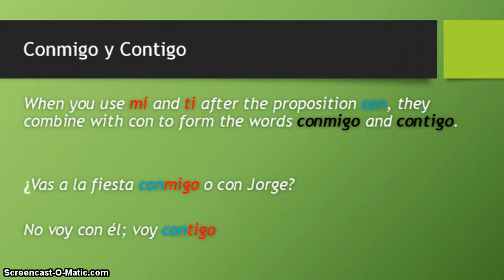So down below you can see some examples. Vas a la fiesta conmigo. So I have my preposition con. Remember, mí is the yo form, but I have my own little word called conmigo. O con Jorge. No voy con él, voy contigo. So in this case I'm saying, are you going to the party with me or with George? No, I'm not going with him. I will go with you, contigo.